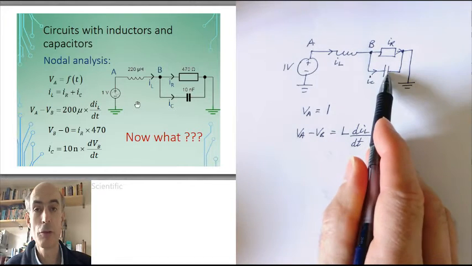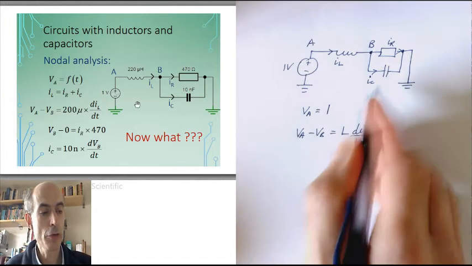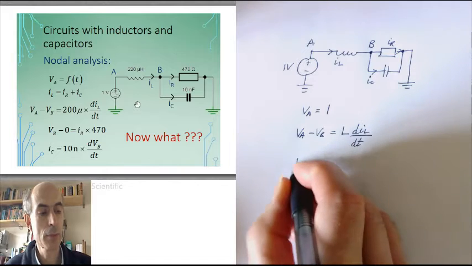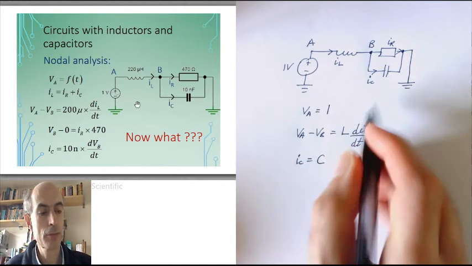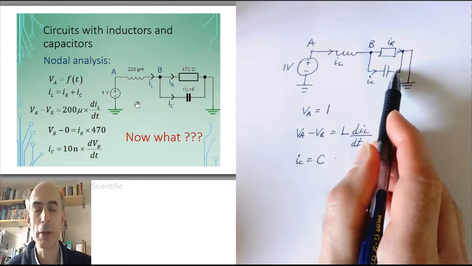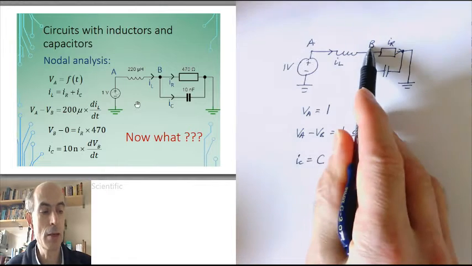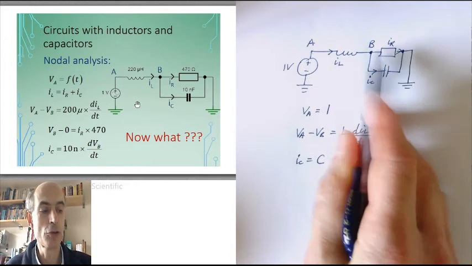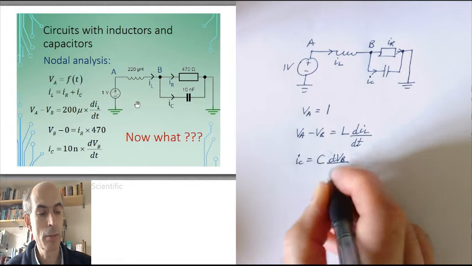The equation for the capacitor, that's I equals C dV/dt. So the current through the capacitor here, IC, would be equal to the capacitance, C, times the rate of change of the voltage across the capacitor. Well, the voltage across the capacitor is VB minus 0, so just VB. So that's dVB/dt.